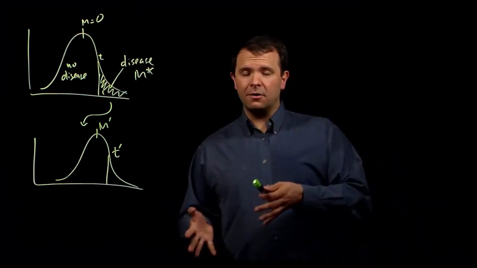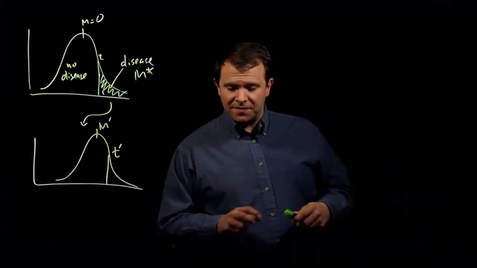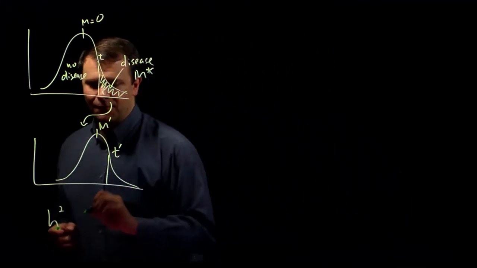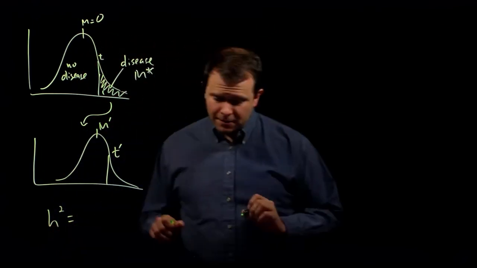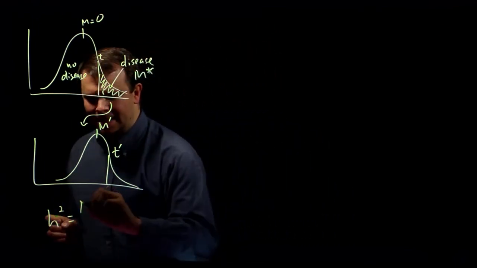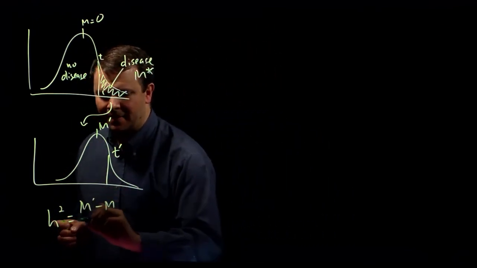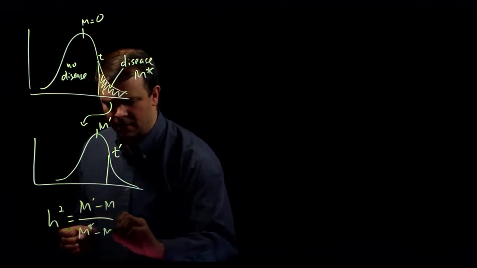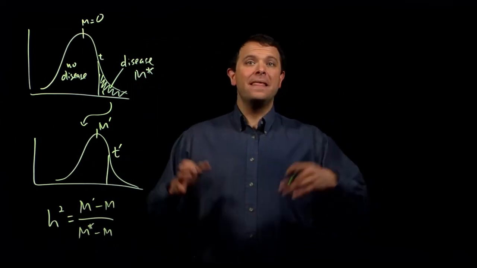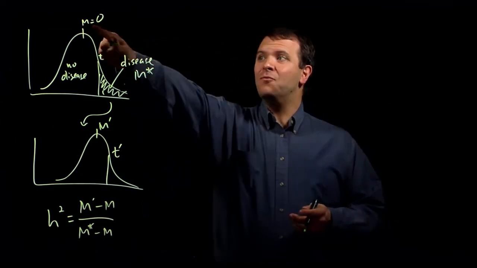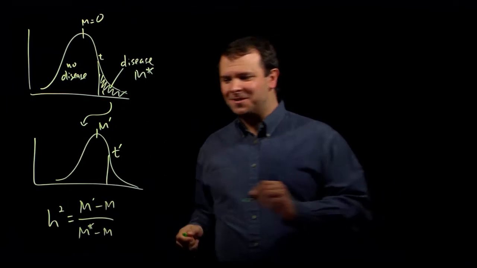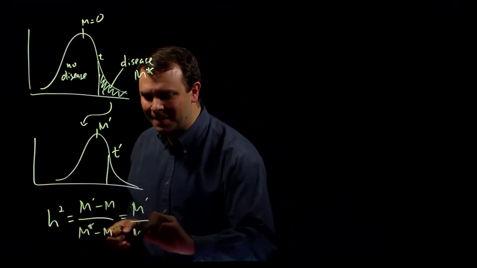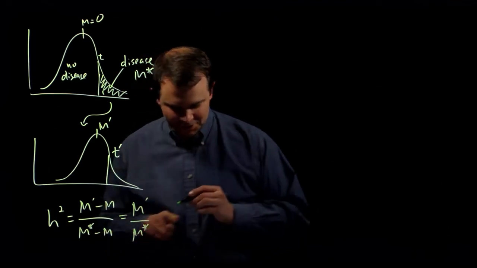Remember, we took our equation in the last video and shifted it around a little bit and determined that once we've got these values, the narrow sense heritability is M prime minus M over M star minus M. And in this particular case, we set M to 0, which makes this even easier, right? It's just M prime over M star.